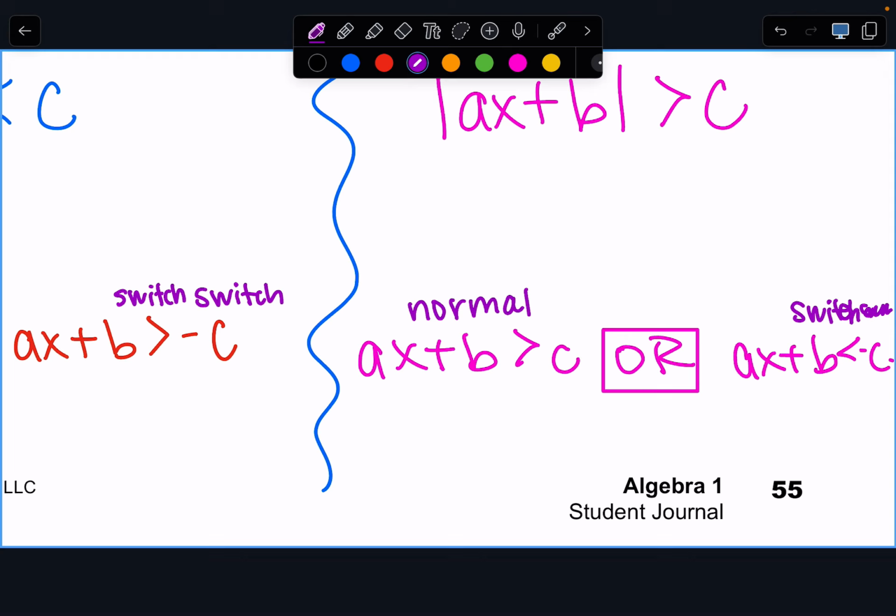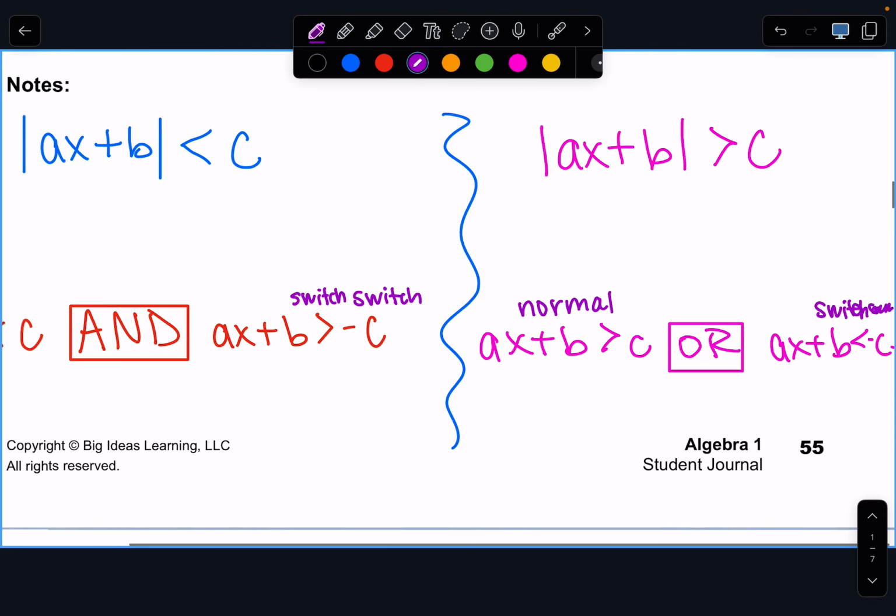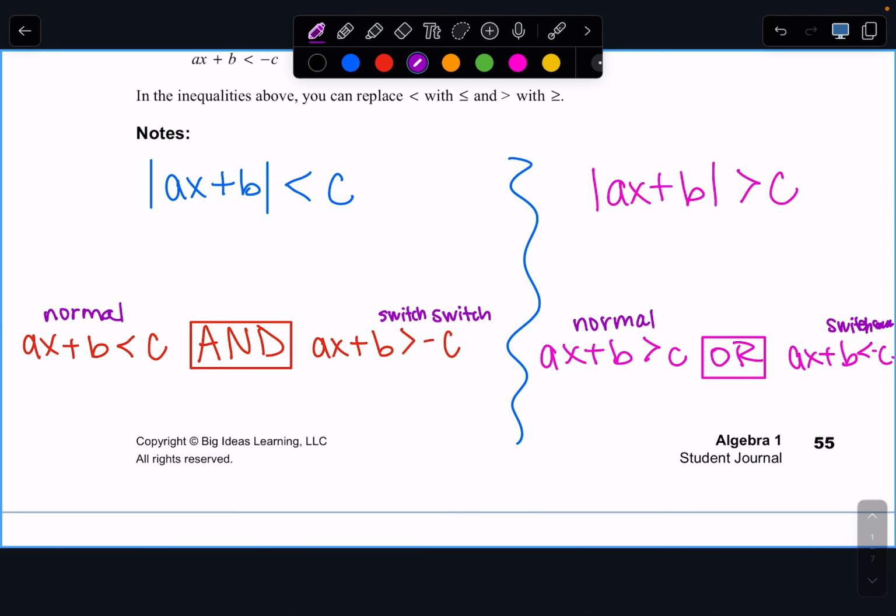Okay, this is what I like to think about. We have less than and greater than. Isn't it just the same thing? Oh, is it just because if the absolute value is greater than it's an or, and if it's less than it's an and? Correct. Thank you, Liliana, for that revelation. Like it all clicked for Liliana. Be like Liliana.